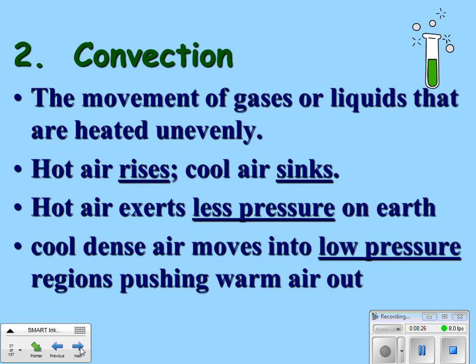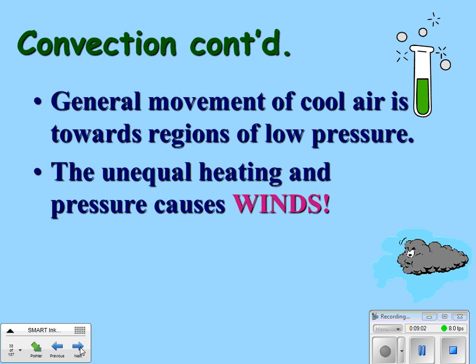Whereas convection, the movement of gases or liquids that are heated unevenly, which is going to make the hot air rise and the cool air sink, this is the same concept from inside the mantle of the earth, just like with the lava lamp. As the bubbles heat up, they rise. As the bubbles cool, they sink. The hot air exerts less pressure on the earth, and cool, dense air moves into low pressure regions, pushing the warm air out, because that cold air is more dense. So it pushes out and takes over where that warm air was.